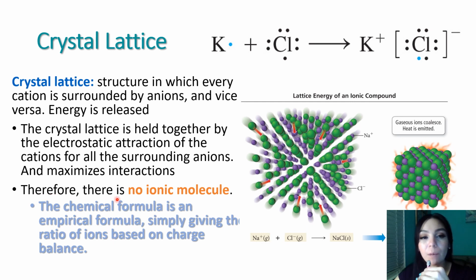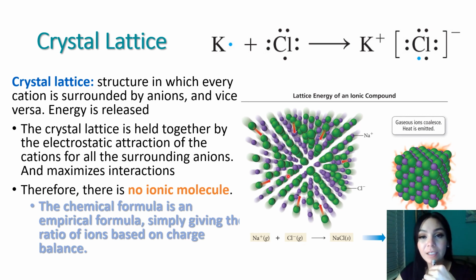Because of that, we don't actually have an ionic molecule. We never say ionic molecules. We always say ionic compounds. And that has to do with the fact that this is a network of ions. It's not just one little unit of one potassium and one chlorine. It's a giant network of them interacting with each other.